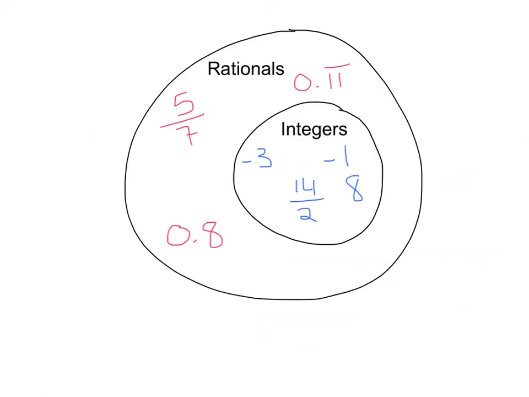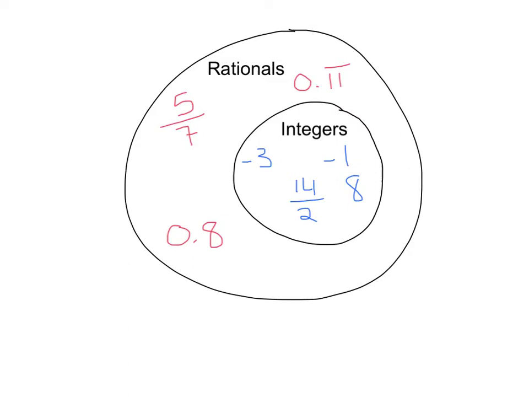In this diagram, I am comparing rationals and integers. As you can see, the circle of integers is underneath the circle of rationals. It's within it because every integer is a rational number. But not every rational number is an integer.